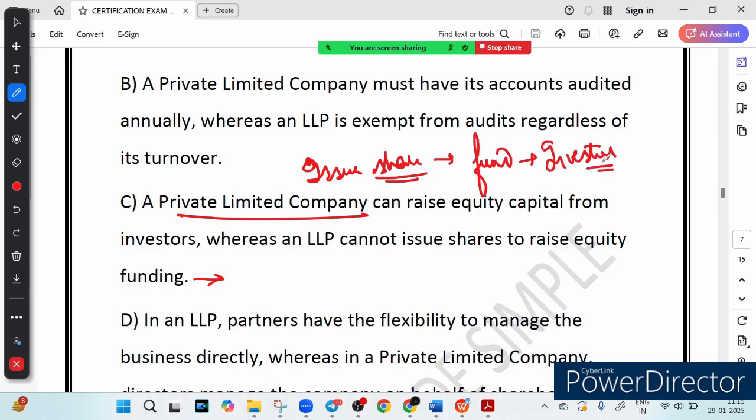On the other hand, an LLP can't issue shares. LLP cannot issue shares. Funding comes through partner contribution only, right? And so this is also what an LLP cannot do. Yes, this is also correct.